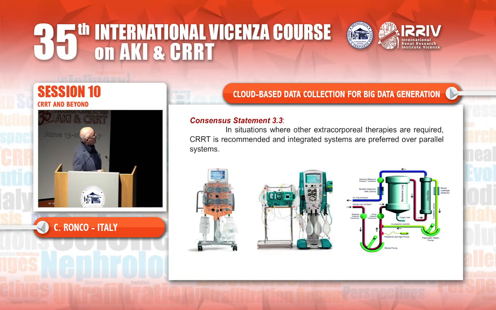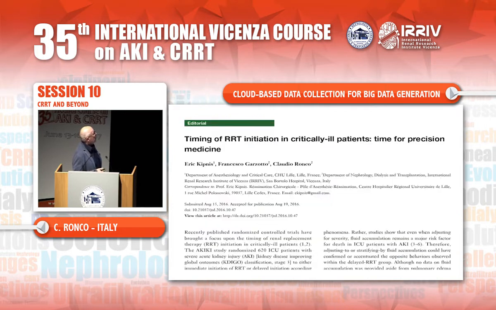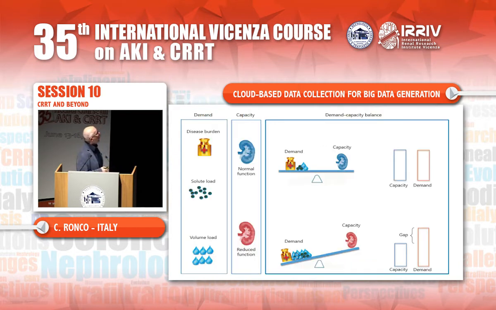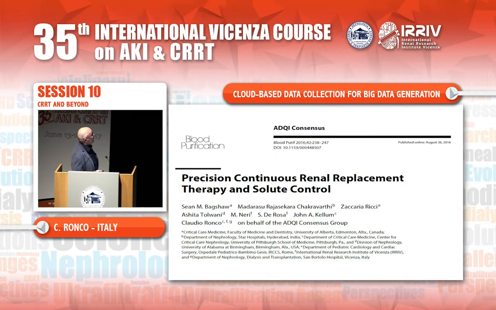And moreover, we have complex therapies now that may require this integrated system to provide specific coded information. For example, we wrote this editorial, Timing of Renal Replacement Therapy: It's the moment for precision medicine. But precision medicine can only apply if we have adequate information on the disease burden, the solute load, the volume load on one side, and the capacity of the kidney in terms of function. The discrepancy between capacity and demand is what creates the gap that requires to be filled by blood purification.